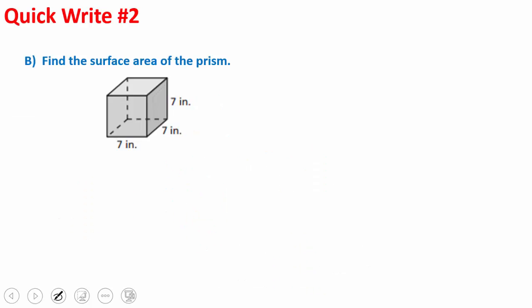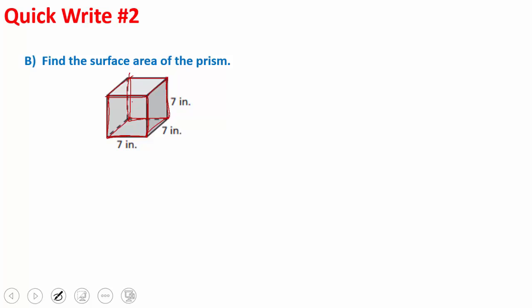All right, moving right along to our second quick write. Find the surface area of the prism. So notice when you draw it, they did a little bit more. Here's that first square right here, that first rectangle. And then if you draw the second rectangle right here, overlapping with this space right there, and then you just connect those lines, those vertices, and voila, you can draw it and you can label it.